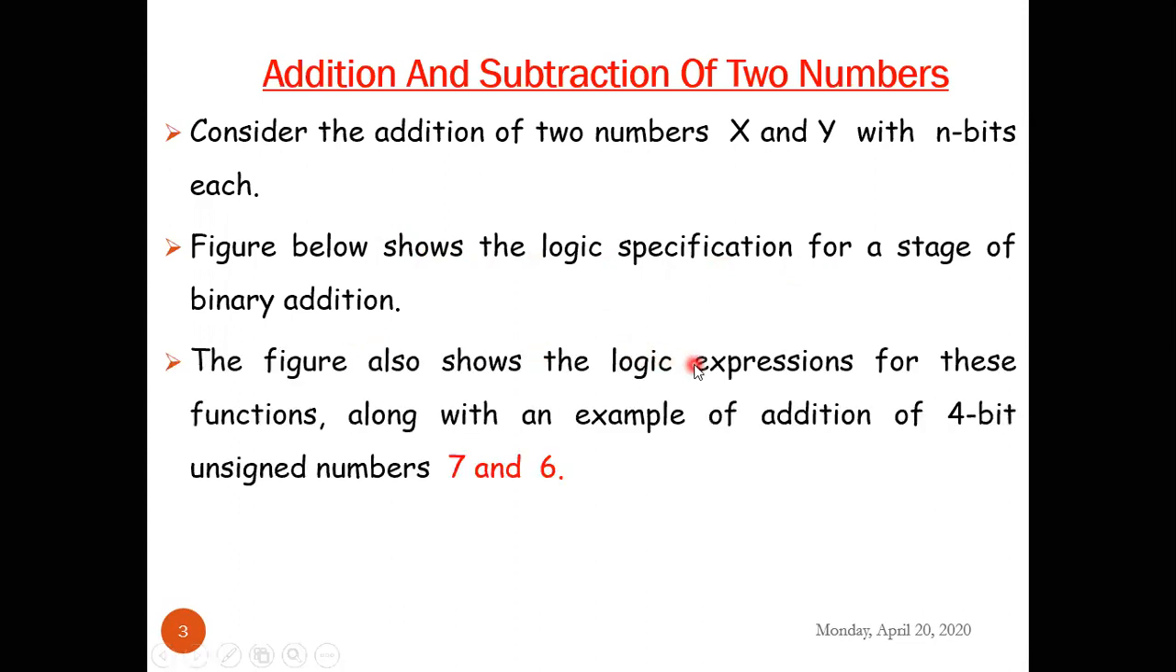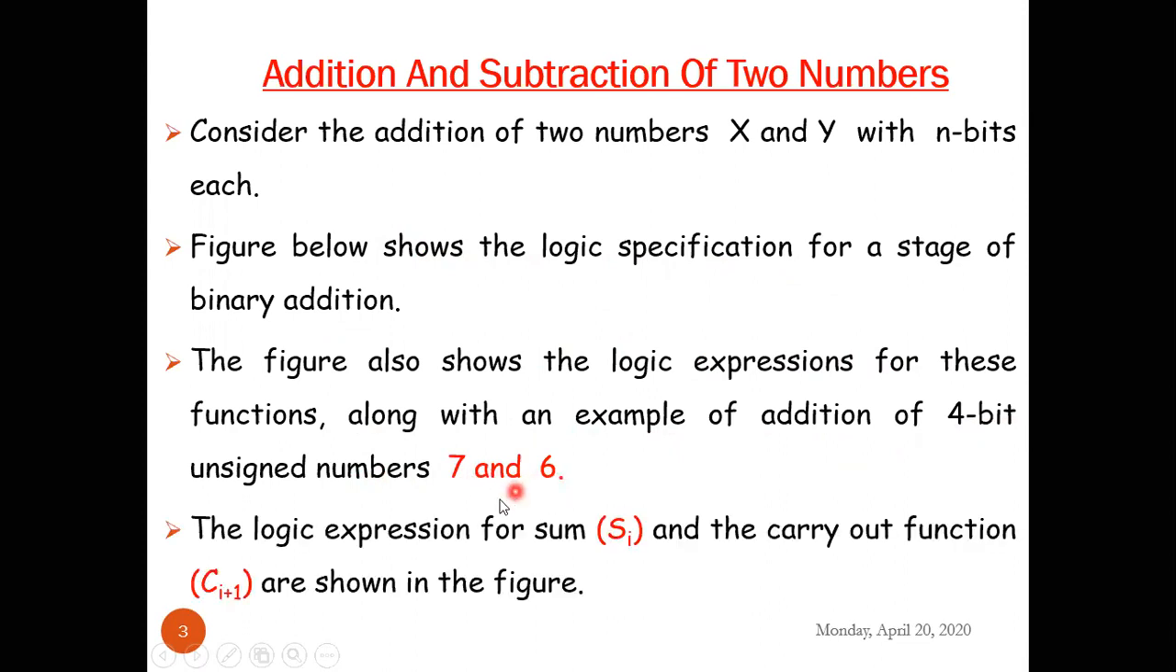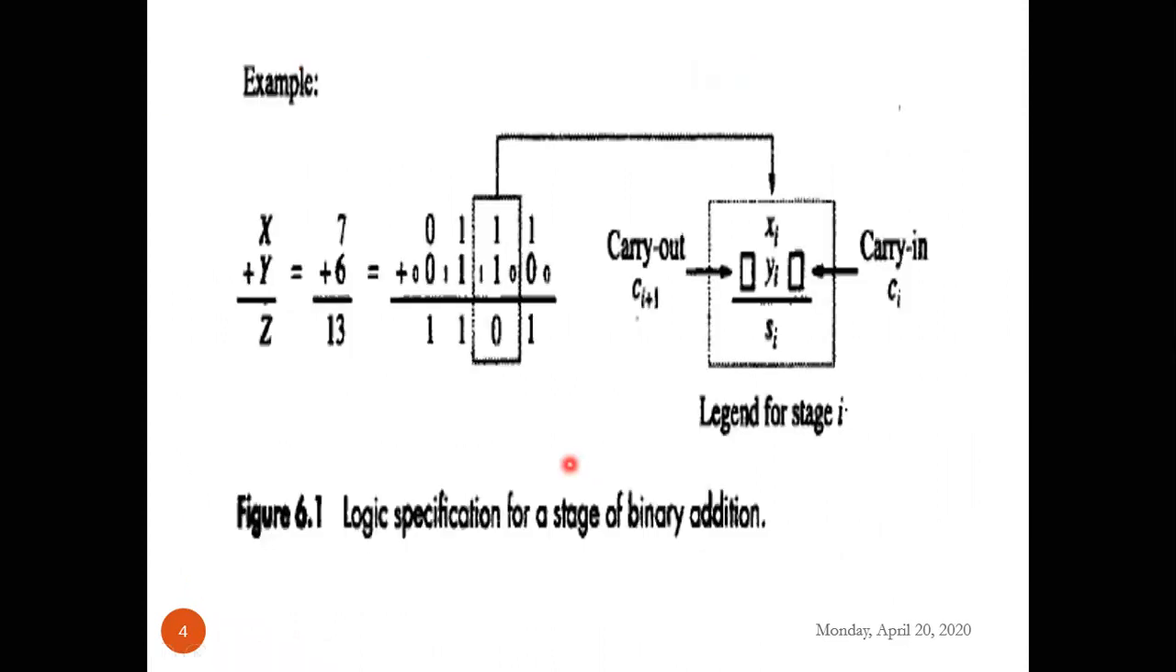The figure also shows the logic expressions for these functions along with an example of addition of 4-bit unsigned numbers 7 and 6. The logic expressions for the sum, si, and the carry-out function, ci plus 1, are also shown in the figure. Now let us see that figure. So if you can see here, we have to perform x plus y equal to z. We have taken two unsigned numbers, 7 plus 6, which is equal to 13.